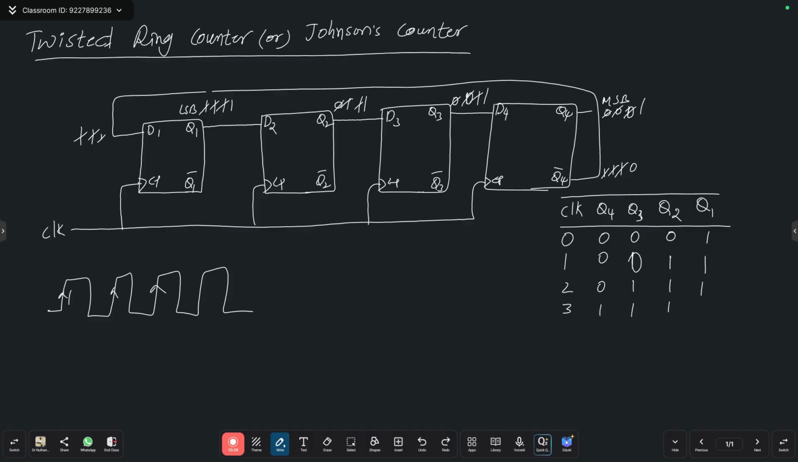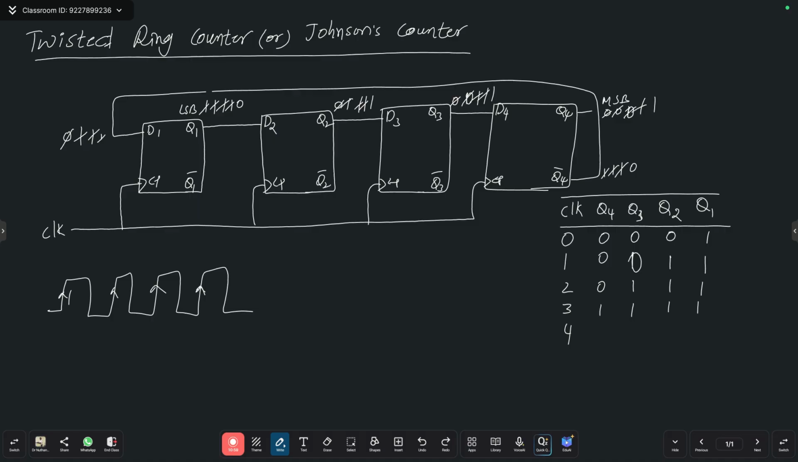1, 1, 1, 1. Okay. Then before giving next clock, what is happening? This is over. Before giving next clock, this 0 will come to here. Now it should be ready. Then I am giving the clock. When I am giving clock 4, then what is happening? 0 moves to here. This one moves to here. This one moves to here. This one moves to here.